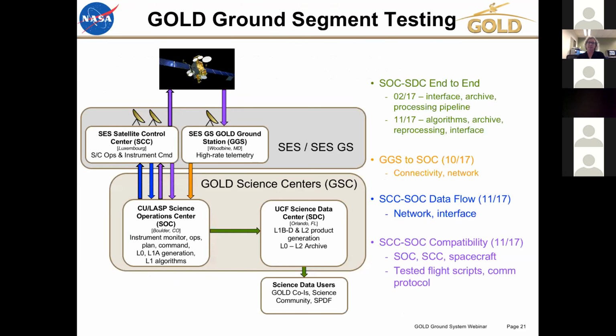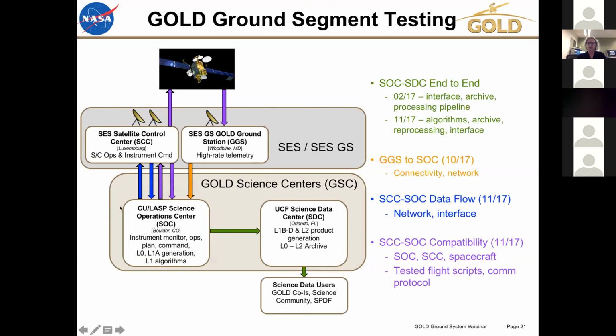So here's a more detailed look at how we tested the ground segment. I did mention in the previous slide that a lot of instrument testing and environmental testing went on, and that's not the focus of this talk. So again, we're really only focusing on the tests that the ground segment went through.